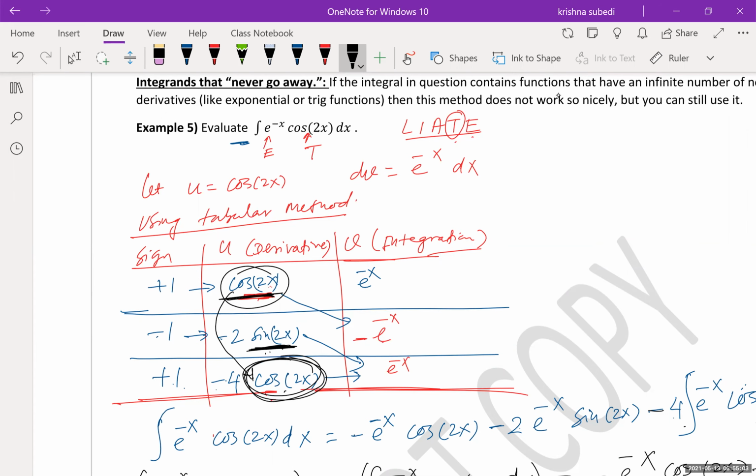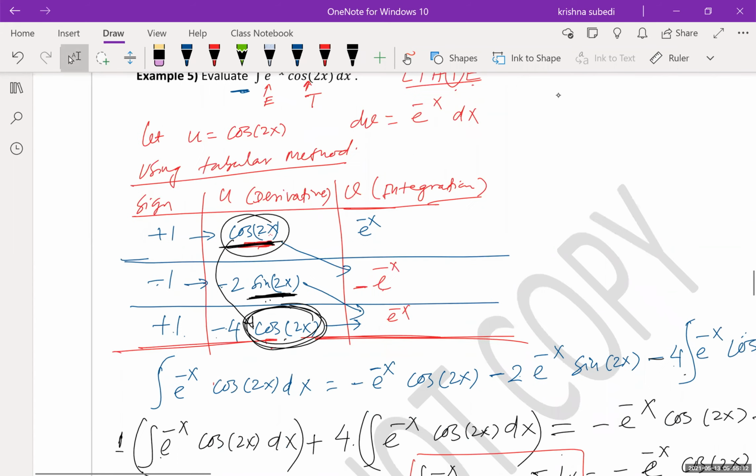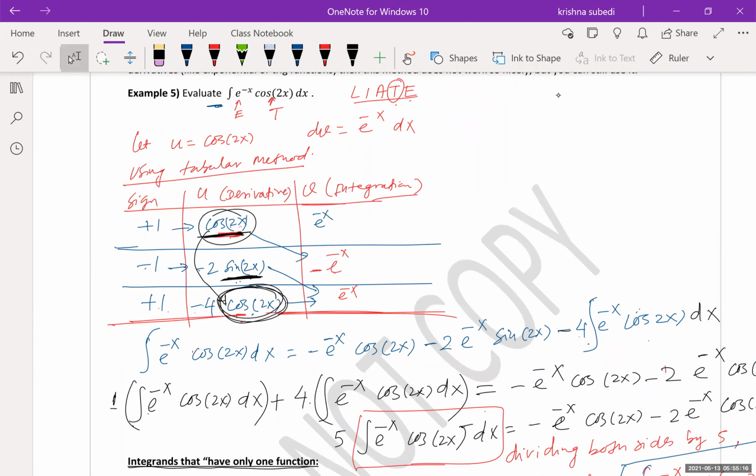If you want to use integration by parts, then yes, you have to use it 2 or 3 times. It's really time consuming, okay? Again, these examples are not given in your textbook, but you need to know.